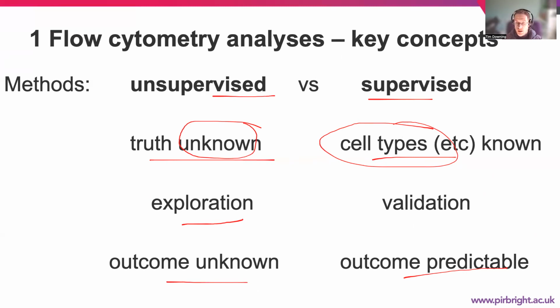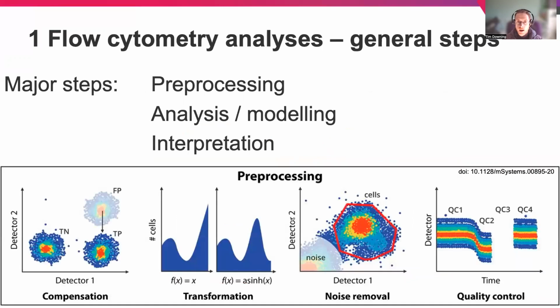So in terms of our general steps, we can look at this diagram. We're thinking about the pre-processing and preparing our data, and then analysis and modeling of that data, and interpretation. In terms of the first step of pre-processing, we think of this idea behind compensation. That's subtracting for adjacent fluorescence. If we have multiple detectors, and typically we'll have many detectors, we're going to correct for that effect. You might transform our data in some different way, and that depends on the underlying shape of the distribution.